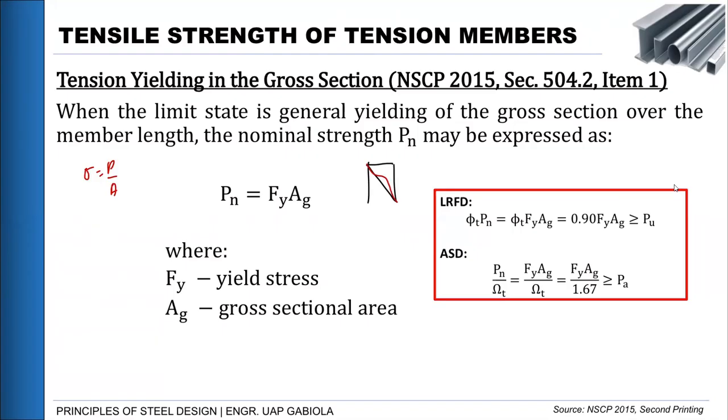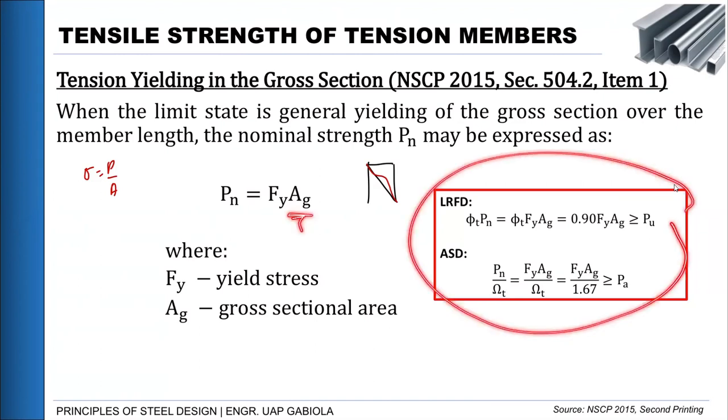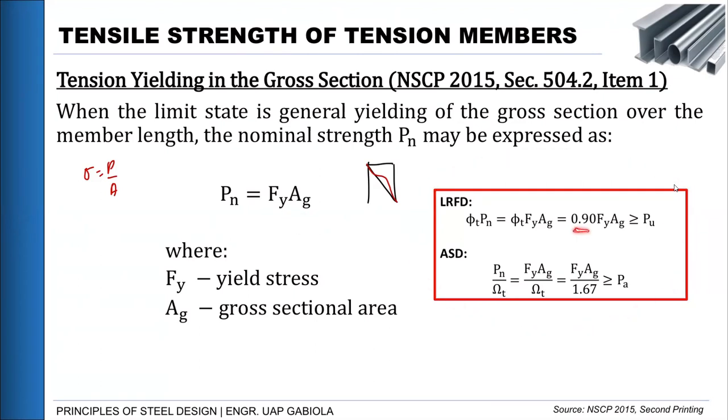Yun yung sa body niya. Okay? Kaya ito yung gusto niyang maging formula natin: Pn is equal to Fy times Ag. Okay? So, Fy, dependent on the type ng steel, maybe A36, A572, or A992. Times Ag, yung gross area natin. As you can see, I've also noted here yung gagamitin nating resistance factor for LRFD, that is 0.9 kapag yielding. And then, ang ating safety factor for ASD, that is 1.67. Okay?